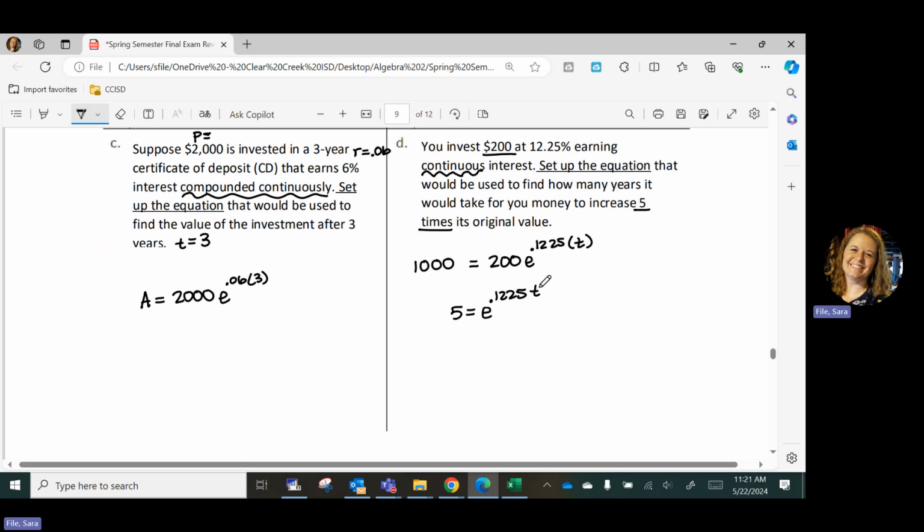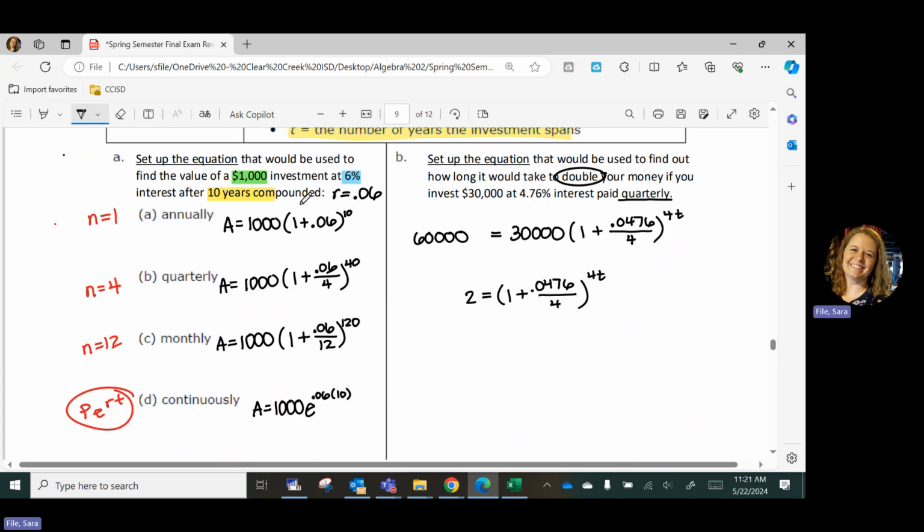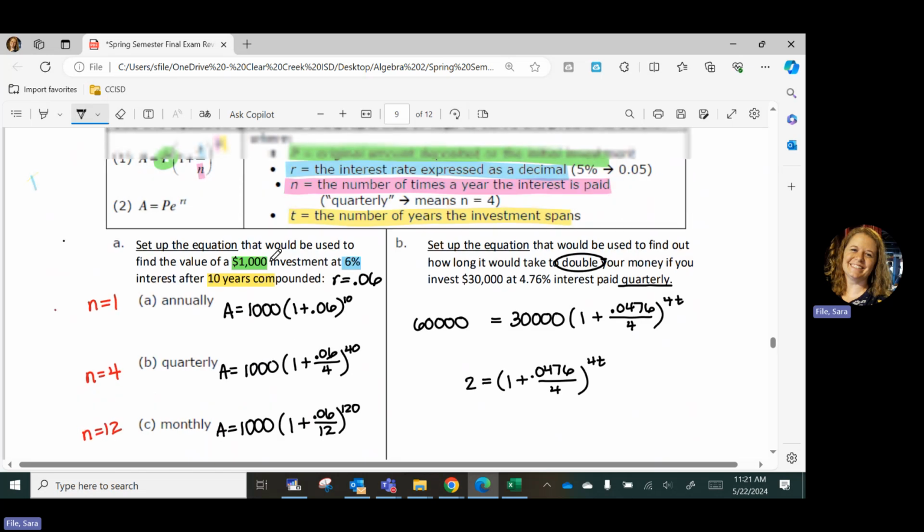I feel okay about setting those up. Again, you don't have to solve them. You just have to be able to set them up. You have to be able to understand what each part means and what goes where.